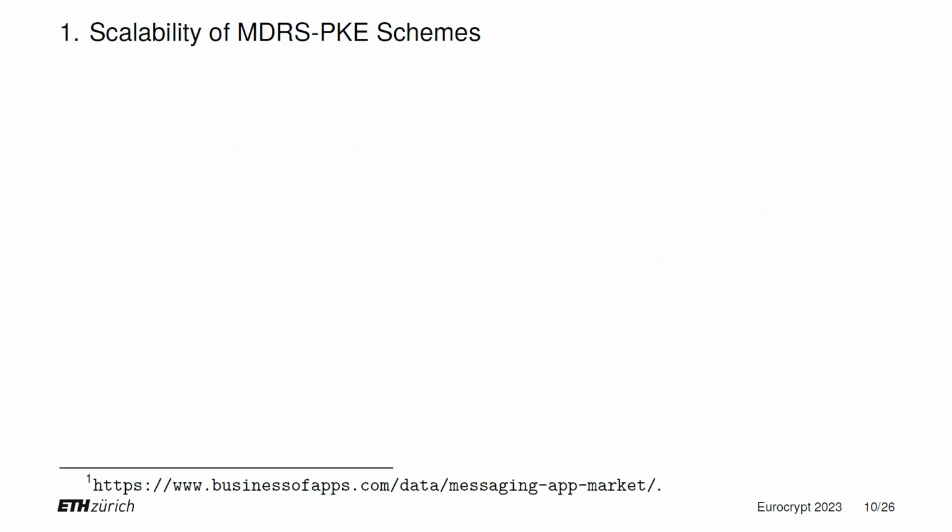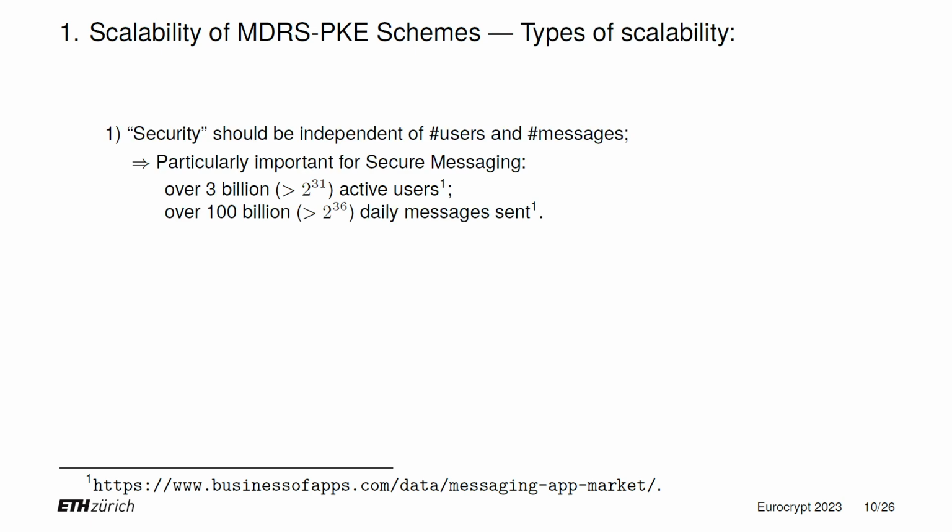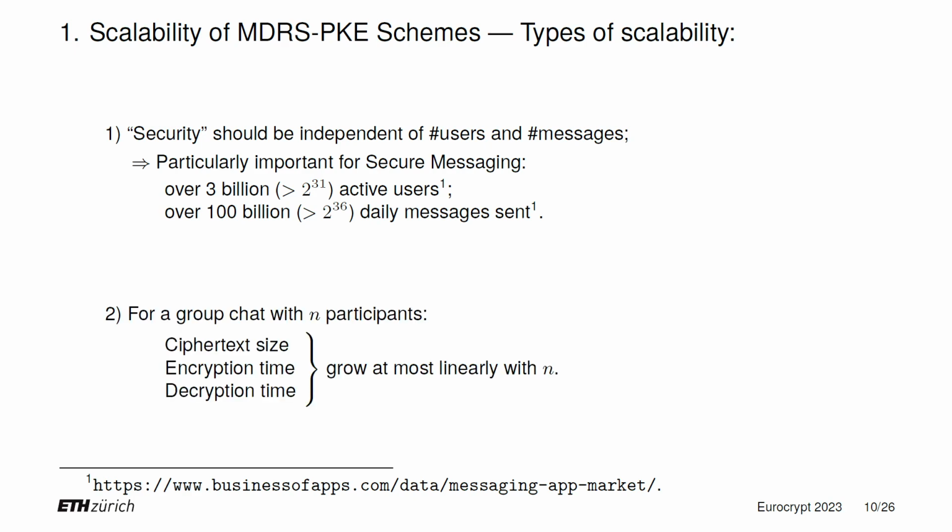Okay, so another thing that's also very important is the scalability of MDRS-PKE schemes. There are two types of scalability. First, there is scalability in terms of security. So we want that security should be independent of the number of users and the number of messages. And of course, this is very important for messaging. And another thing that we also want is that if you have a chat group with n participants, the ciphertext size and the encryption and decryption times should be at most linear with the number of participants.